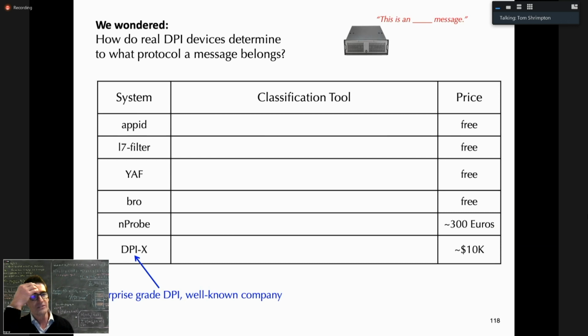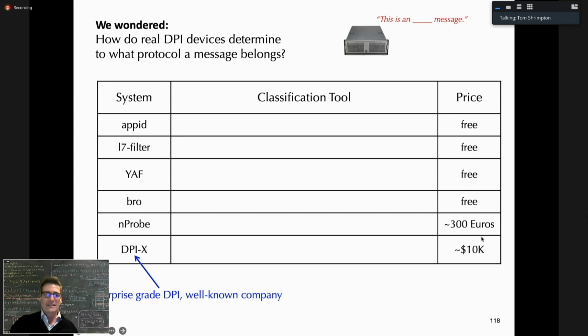So what we wondered at first was how do these real DPI devices actually determine to what protocol a message belongs in the first place? So we managed to cobble together this collection of DPI systems. Some of them are open source and freely available, like Bro, for example, which I think is now called Zeek. So we were able to get this collection of DPI tools.